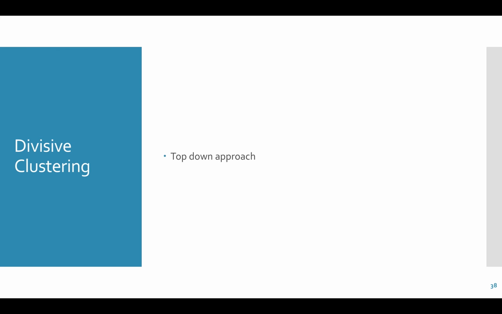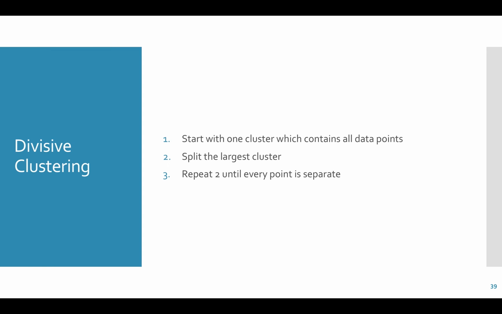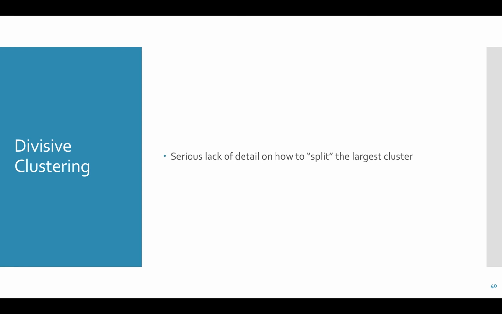Okay, so now we're talking about divisive clustering, which is a top-down approach. It's basically the exact opposite of agglomerative clustering. We're going to start with one big cluster, which contains all the data points, split the largest cluster, and then repeat this process until every point is separate. The problem with this is that there's a serious lack of detail on how to split the largest cluster. With agglomerative clustering, the steps are pretty clear. The only question is how to compute distance between two clusters, and it seems pretty obvious how to do that in a couple of ways, and I gave you a couple of examples. But exactly how you split the largest cluster is not clear.